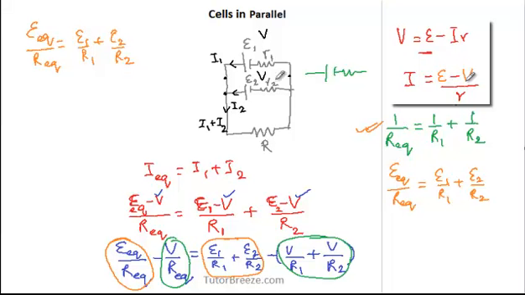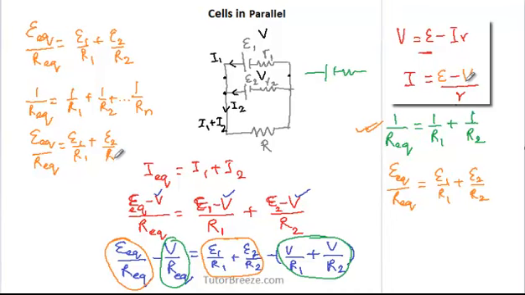So now this means instead of just 2 cells, if you have n cells, say 3, 4, 5 or even n cells, then you could simply write 1 over R equivalent will be 1 over R1 plus 1 over R2, and let's say that we have n cells, and E equivalent over R equivalent for those n cells would be E1 over R1 plus E2 over R2, and this carries on till En over Rn.